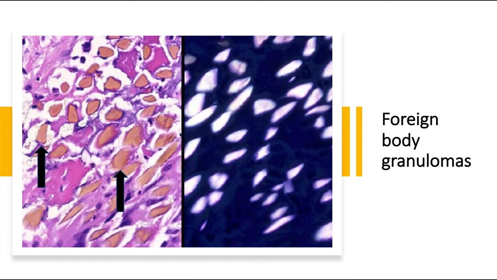Epithelioid cells and giant cells are opposed to the surface of the foreign body. The foreign material can usually be identified in the center of the granuloma, particularly if viewed by polarized light, shown on the picture on the right, in which it may appear refractile.